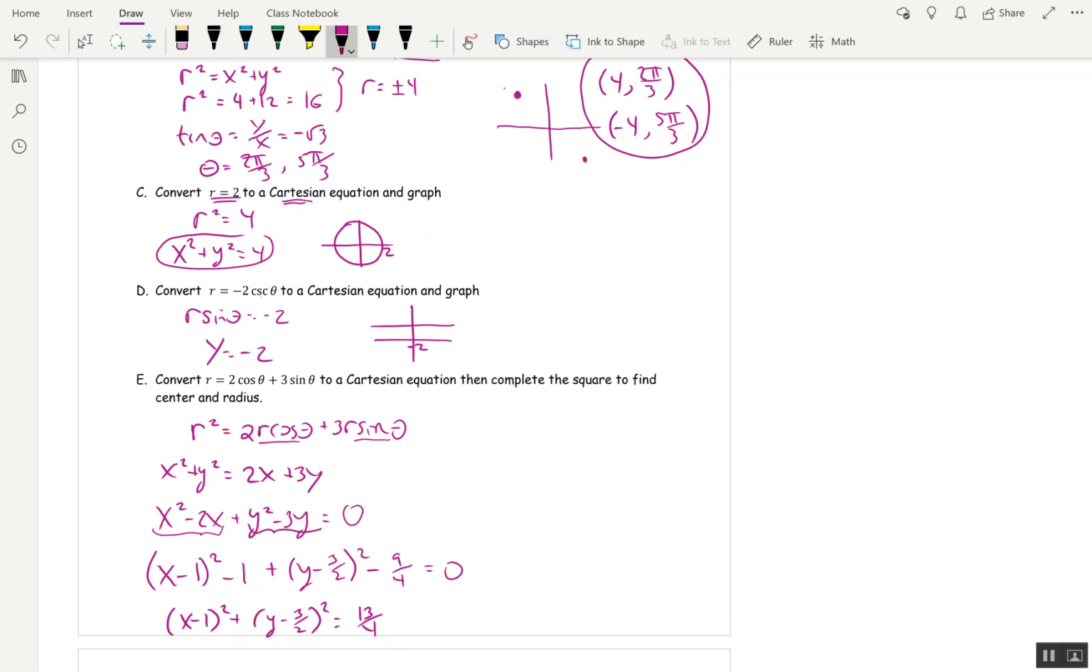So that's a circle. The radius is the square root of 13 over 2, because this is r squared. And then the center: a circle of radius r with center x naught, y naught, has the form x minus x naught squared plus y minus y naught squared equals r squared. So my center, x naught, y naught, is 1, 3/2.